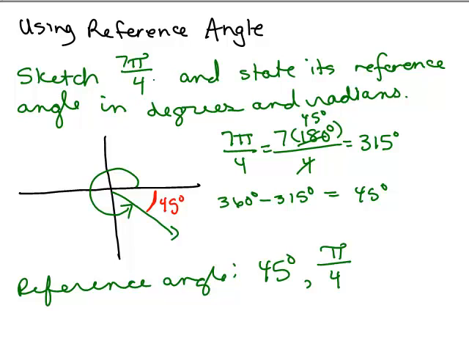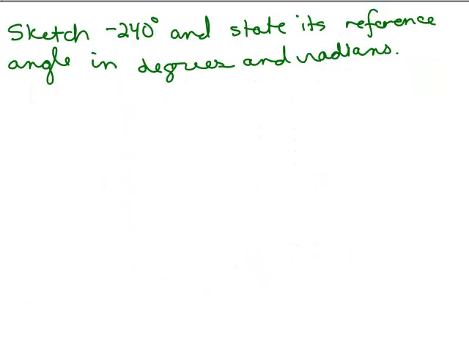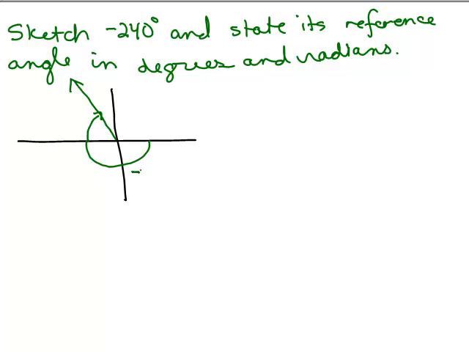So I was given an angle in radians this time. You might be given an angle in degrees. So here's an example where we're given an angle in degrees and asked to state its reference angle in degrees and radians. So let's try this one. It says sketch negative 240. All right, this means I have to go in the clockwise direction, negative 240. So let's see. From here to here is 180, and then I've got to go 60 more, right? So that is the angle, negative 240 degrees.